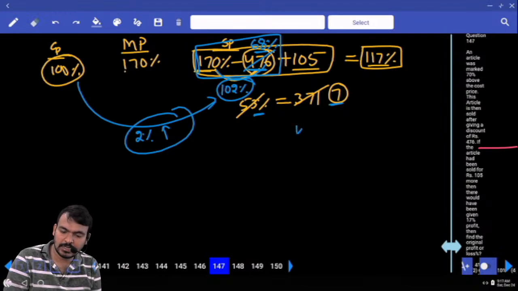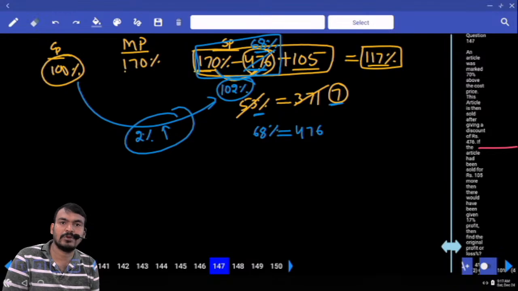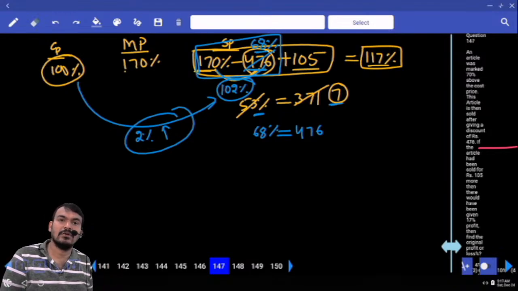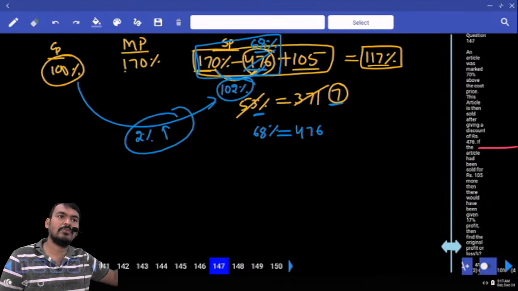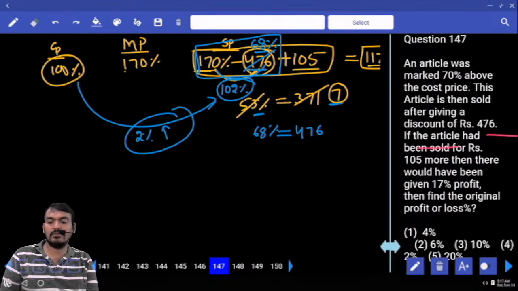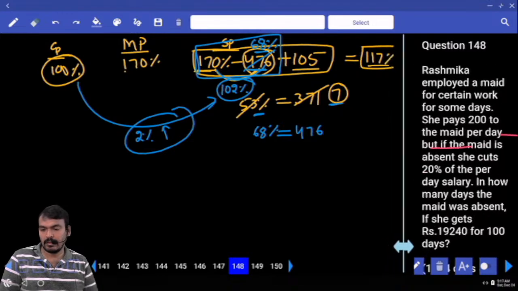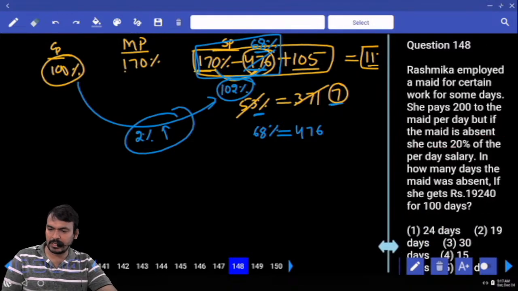Anyone have confusion? Just, 476 equals how much percent? 68%. 100 minus 68, sorry, 170 minus 68 is 102, or not? 100 becomes 102, so what is the profit? 2%, or not? Next, question number 148.